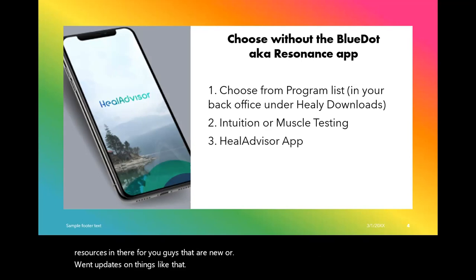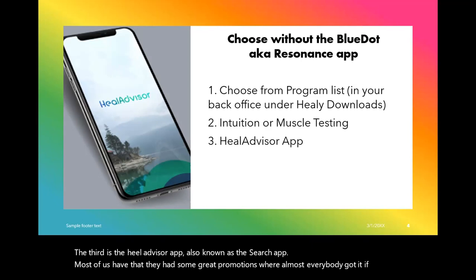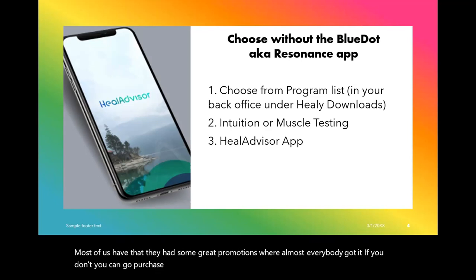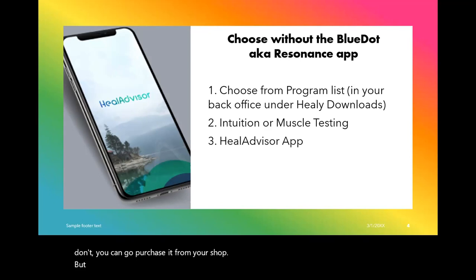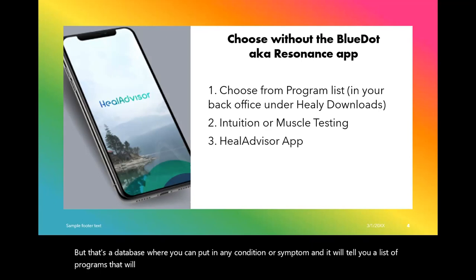The third is the Heal Advisor app, also known as the Search app. Most of us have that. They had some great promotions where almost everybody got it. If you don't, you can go purchase it from your shop. But that's a database where you can put in any condition or symptom, and it will tell you a list of programs that will help that condition or symptom.